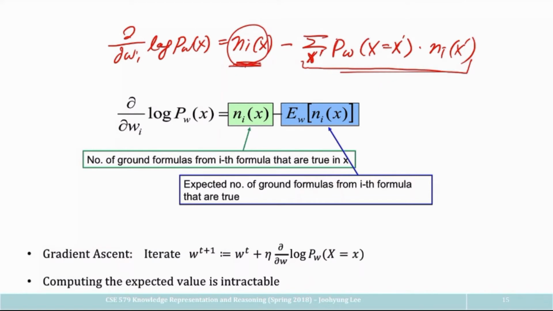Okay, the next thing is this. We are going to consider all the values of x prime, not necessarily the current database, but all possible interpretations. We are going to multiply this with the probability of having that data, which gives the expected number of ground formulas that are true under the interpretation, under this MLN.